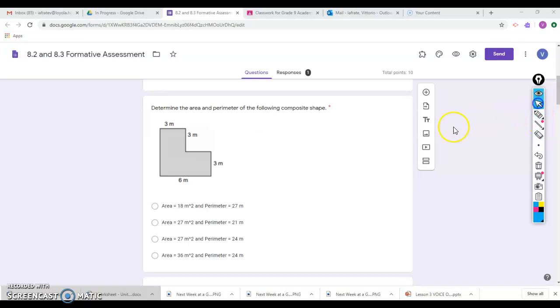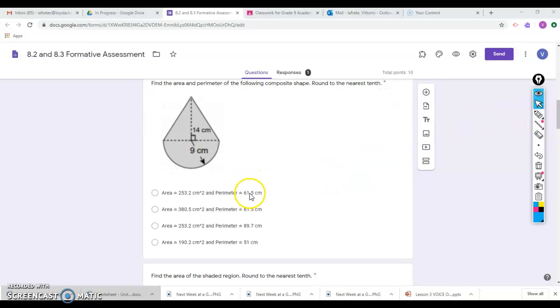Okay, so let's go ahead and move down to the next question. We have another composite shape problem where we need to find the area and the perimeter again. So read those questions carefully. Some students, when they do a test, they only read one of those words and they only do one of them and get half the marks. Also, did I round to the right?